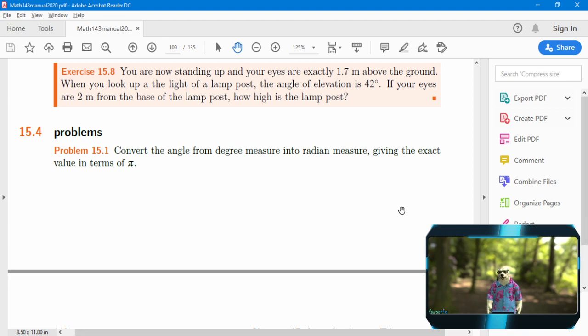All right, last one. 15.8. You're now standing up and your eyes are exactly 1.7 meters above the ground. When you look up at the light of a lamppost, the angle of elevation is 42 degrees. It's probably a different lamppost. If your eyes are 2 meters from the base of the lamppost, how high is this lamppost? All right, so let's see what is similar and what is different in my picture that this word problem is giving me.